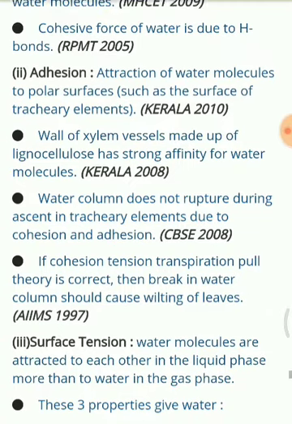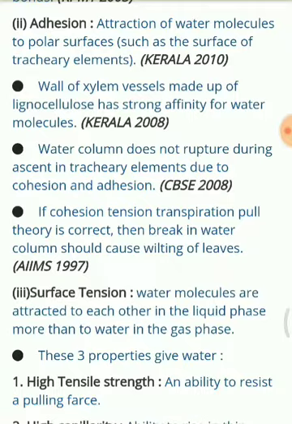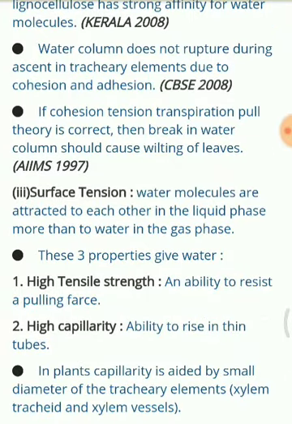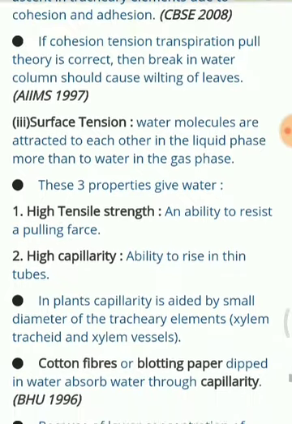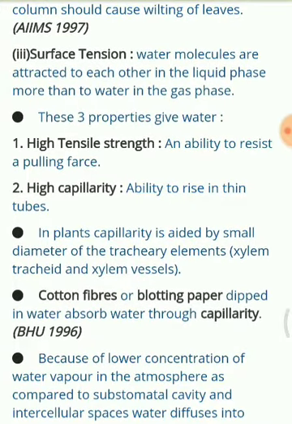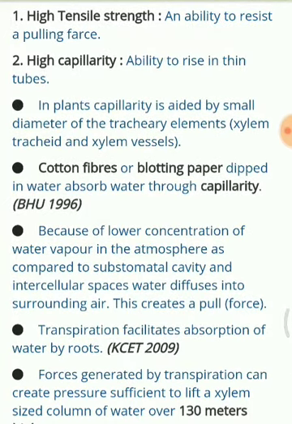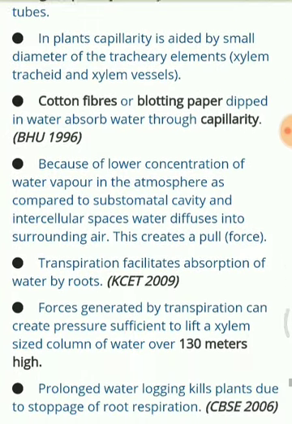If cohesion and tension transpiration pull theory is correct, then break in water column should cause wilting of leaves. Surface tension: water molecules are attracted to each other in the liquid phase more than to water in the gas phase. These three properties give water high tensile strength, the ability to resist a pulling force, and high capillarity, the ability to rise in thin tubes. In plants, capillarity is aided by small diameter of tracheary elements, xylem tracheids and xylem vessels. Cotton fibers of blotting paper dipped in water absorb water due to capillarity.